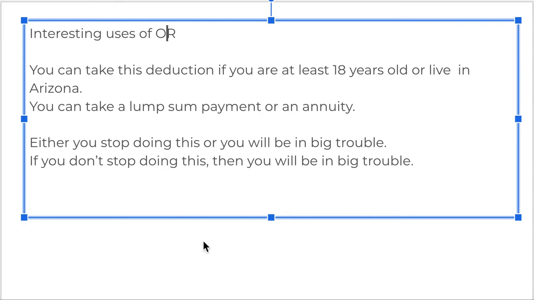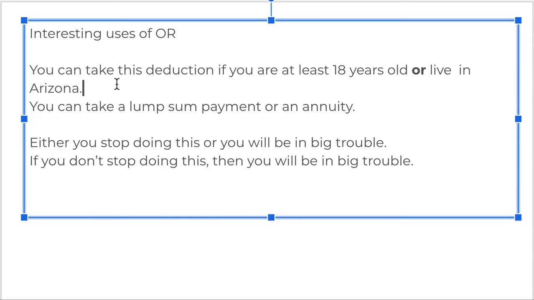I think this is the first page of chapter 9. It's interesting to talk about this. So let's look at the first statement, which says that you can take this deduction if you are at least 18 years old or live in Arizona. So look at the word or, right? Here you don't need to say that you have to be 18 years old or live in Arizona or both, right? So this is self-explanatory: if you're 18 or above or live in Arizona, you can take a deduction. So this is the first usage.